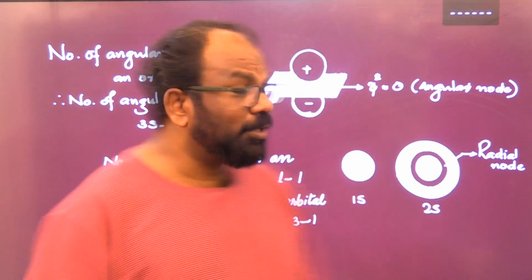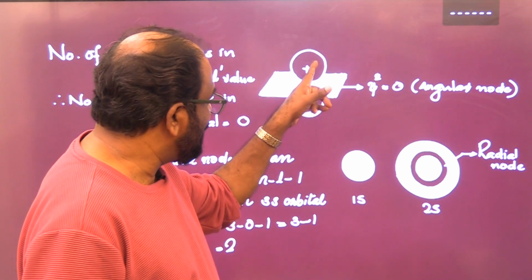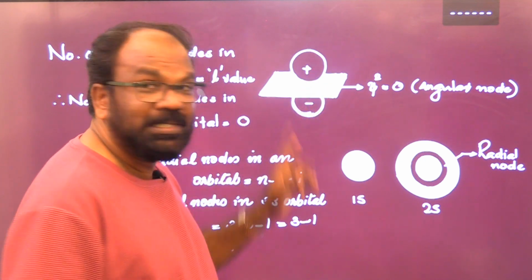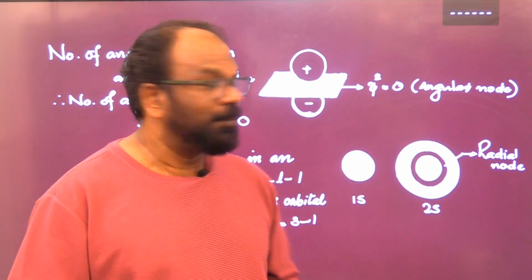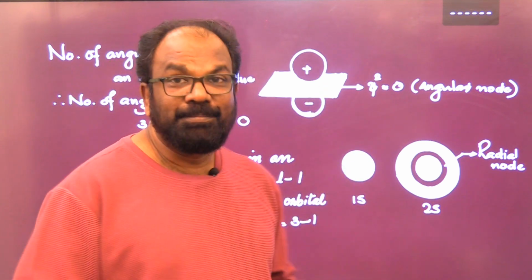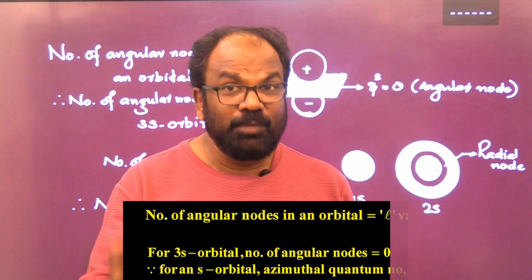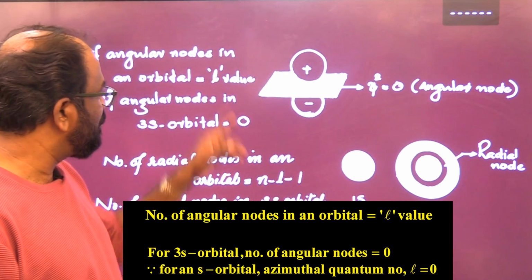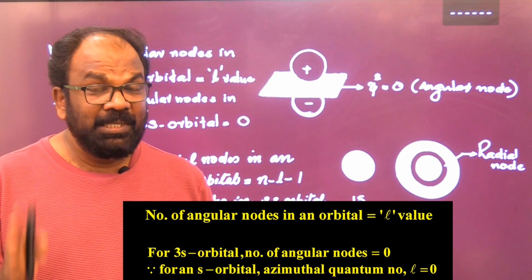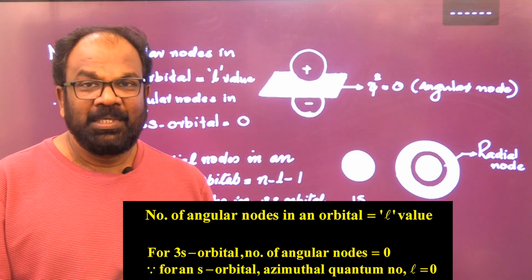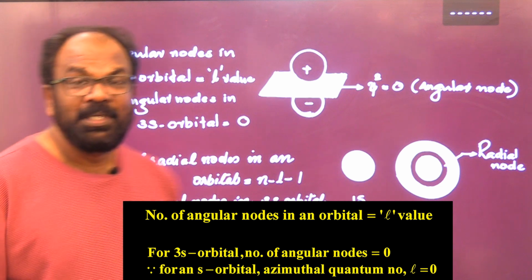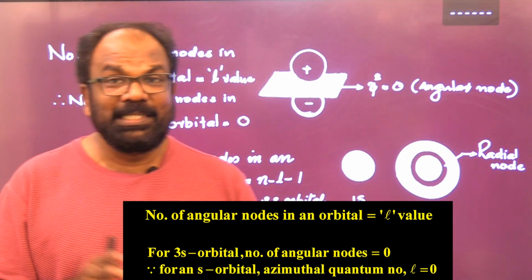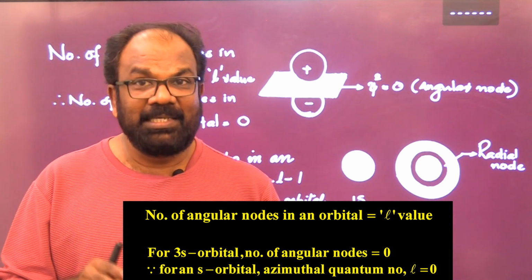That is, for p orbital, this is a plane passing in between two maximum electron densities where psi square is equal to 0 or electron density is equal to 0. So this is the angular node of p orbital. Number of angular nodes in an orbital is equal to its L value, that is its azimuthal quantum number value. Therefore number of angular nodes in 3s orbital is equal to 0, because for an s orbital, its azimuthal quantum number value L is equal to 0.